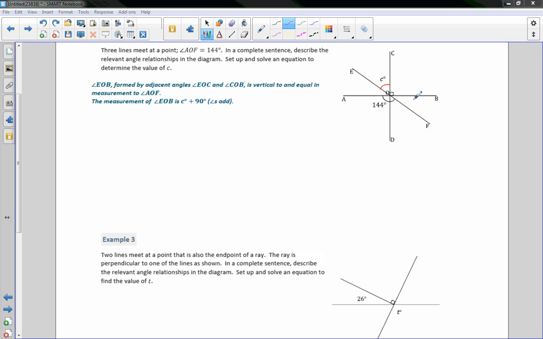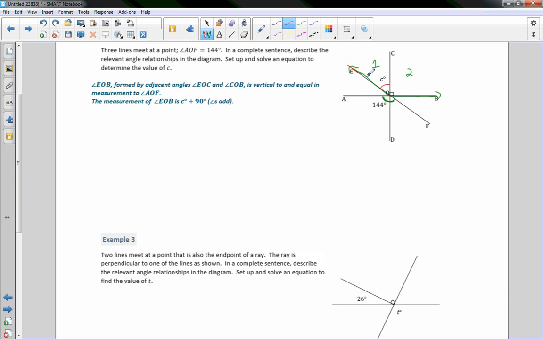So now we have angle EOB. Where is angle EOB? I will use my green marker, angle E, down to the vertex O, and over to B is this angle here. It's formed by adjacent angles EOC and COB. So it's this angle here and this angle here. These 2 angles form that whole thing. It is vertical to the 144 degree angle. Okay?